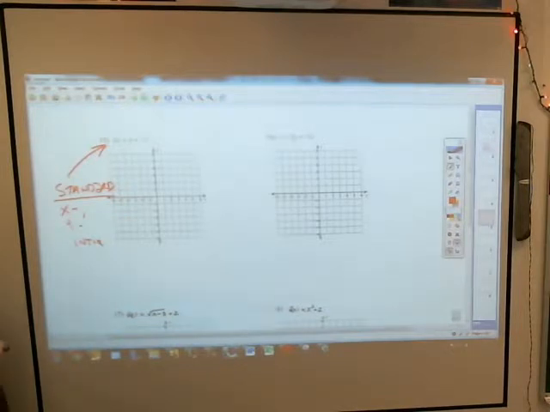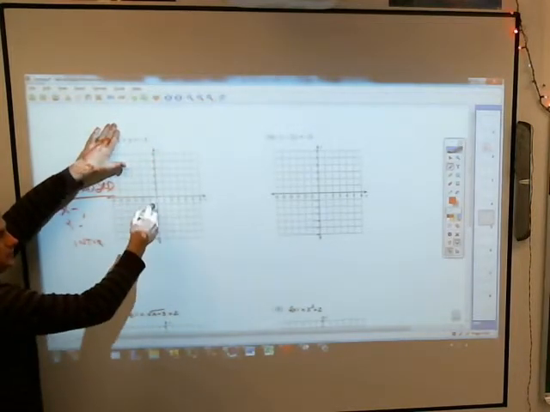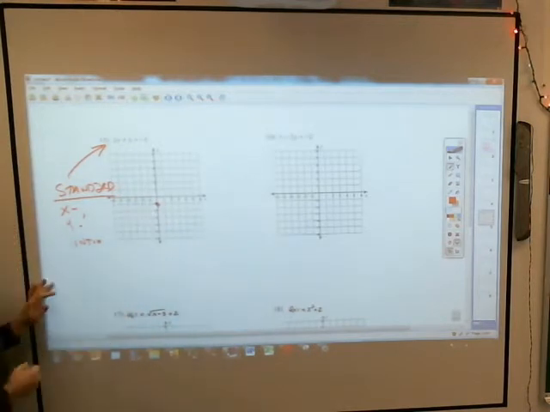Where does that cross the y-axis, and how do I know, Grace Trice? Why does it cross the y-axis? Where does it cross the y-axis? -1. How do you know that? Because you cover up the x. What's left there? Y equals 1. So make sure you're using the right axis. This is the y-axis, -1. We know it's going to cross there.